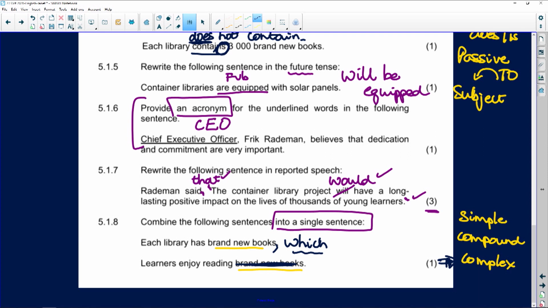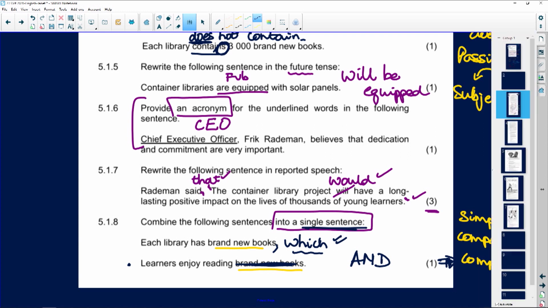What worries me slightly is they haven't said to you, don't use and. And I think and wouldn't really work here. If you used it, I suppose you'd have to go, learners enjoy reading brand new books and each library has such books. So I think you'd have to start with this one. Remember, and joins similar ideas. But I think here, although they haven't told you what kind of sentence, go with the complex sentence. Go with using which. I think it just makes it so much better.